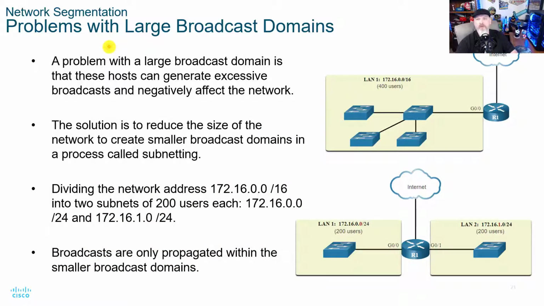There are problems with large broadcast domains. One problem is that hosts can generate excessive broadcasts and negatively affect the network. The solution is to reduce the size of the network and create smaller broadcast domains in a process we call subnetting. If you check the description below, I have links to videos on subnetting IPv4 addressing. I've talked about it in previous slides, and I'm going to tell you again, they're below. They're helpful. Check those out.